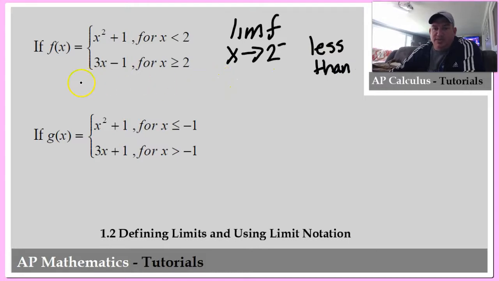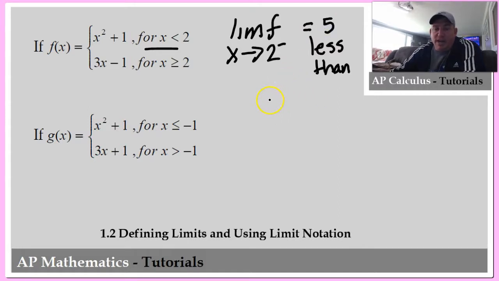So when you're looking at this piecewise function, it's real important. If we're doing x approaches 2 from the left, we think of less than or equal to 2. So we're looking at the top part of my piecewise function. So as we approach 2 from the left-hand side, my limit would be 2 squared plus 1, or 5. So this limit would equal 5.